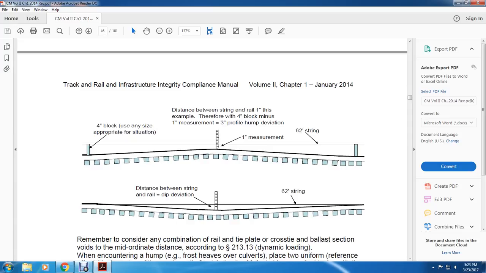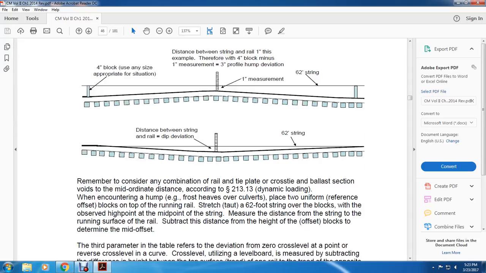Alright, your 4-inch block, or use any size appropriate for the situation. 1-inch measurement, 62-foot string line, distance between string and rail. An example for a 4-inch block minus 1/4, 1-inch measurement, 3-foot profile hump deviation. Distance between string and rail, dip deviation, 62-foot string. Remember to consider a combination of rail type, plate type, and ballast selection. Avoid the mid-ordinate distance according to the statute 213.13; dynamic loading when encountering a hump, the frost heave over the curve.